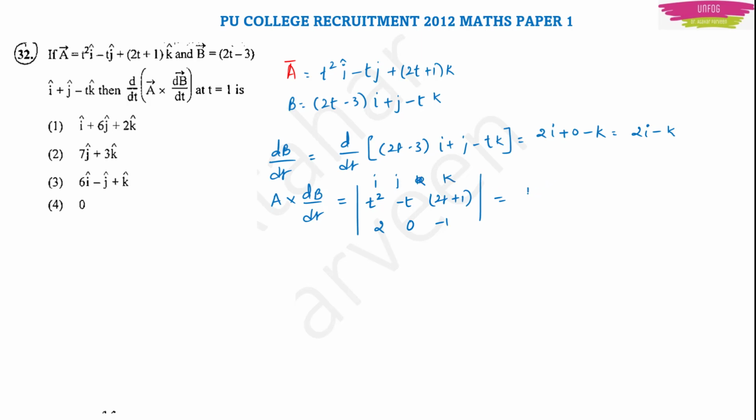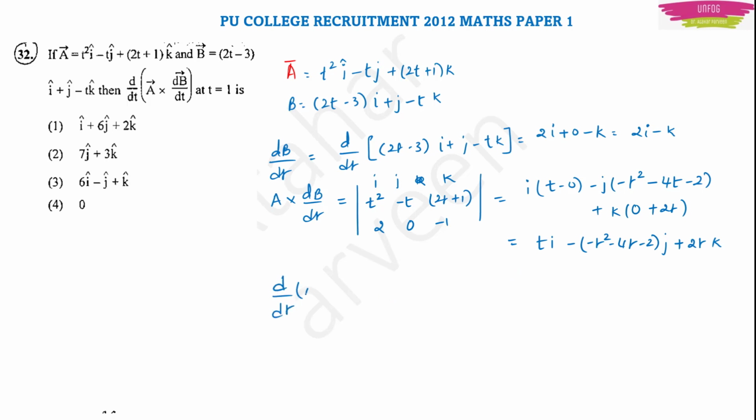If I solve this determinant, I will get i into minus t into minus 1, which becomes t, minus 0, minus j into minus t square minus 4t, 2t into 2 will be 4t, minus 2, plus k into 0 minus of minus, plus 2t. So this will be equal to t into i minus t square minus 4t minus 2 into j plus 2t into k. Okay. Now you have to do d by dt of this thing.